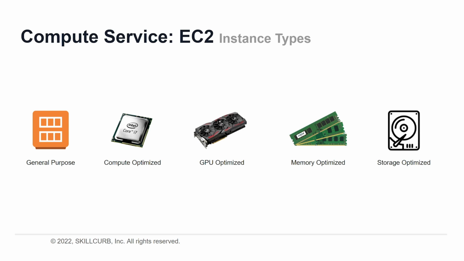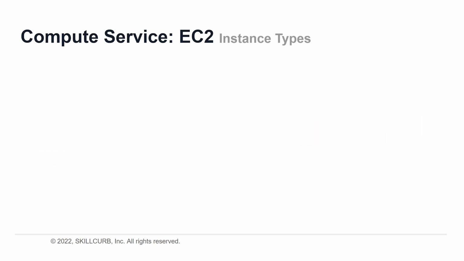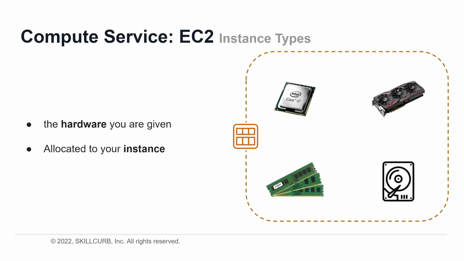When it comes to the type of instance that you can have in your EC2, we have a bunch of options available within Amazon AWS. You can have a general purpose instance, or you can have it to be compute optimized, graphics optimized, memory optimized, and even storage optimized. What this tells us is that the instance type is basically just the hardware that we are given to run our instance. And it's the hardware that is allocated by AWS to our instance.